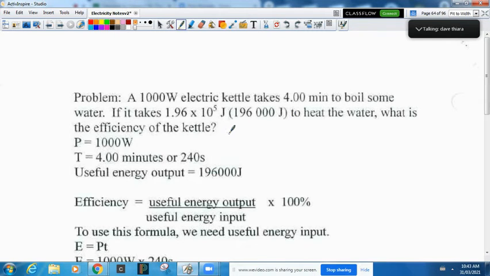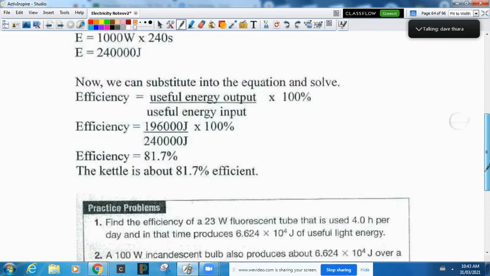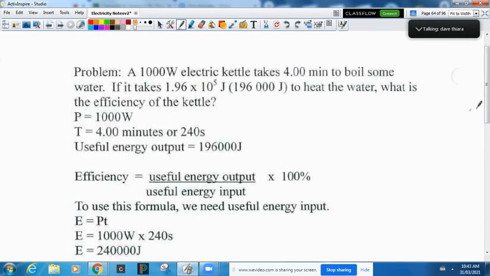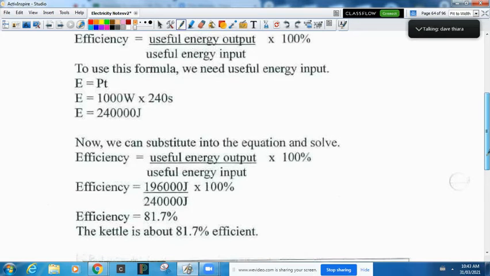So the first thing you need to do is figure out the energy usage, right? And so you have 240 seconds and 1,000 watts. P equals I times V. Down here somewhere, the energy is 24,000 joules, and then small divided by big times 100, and you can get the efficiency as 81.7% out of there.